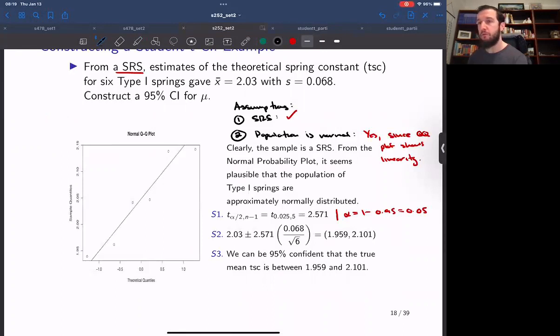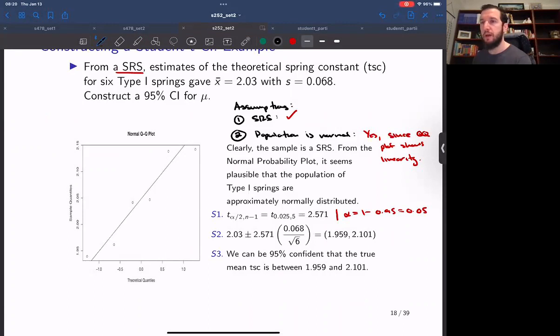And now all we have to do is plug into our formula. So we have x bar 2.03 plus or minus 2.571 multiplied by little s, which is 0.068, divided by the square root of 6. And this is 1.951 to 2.101. So we can say we are 95% confident that the true mean TSC is between 1.959 and 2.101.